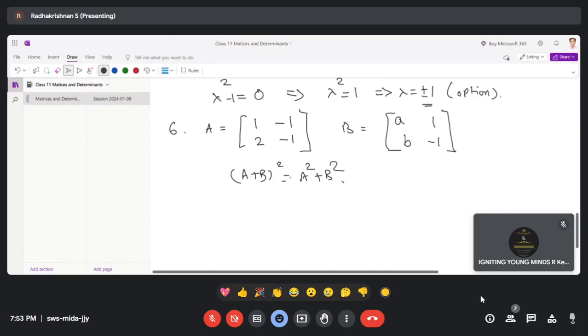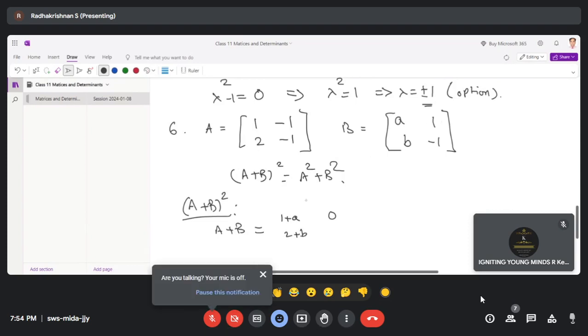So in these kind of problems, we cannot use algebraic identities. Okay, so they don't apply for matrices. So we have to check it out by taking each and every element. Like A plus B whole square, let us find out. For that, we have to find A plus B first. A plus B is add each and every term. So 1 plus a, 0. I'm adding 1 and a, minus 1 and 1, 2 and b, minus 1 and minus 1. This is A plus B.